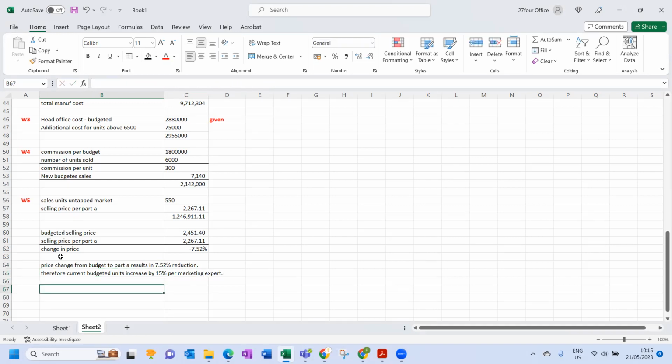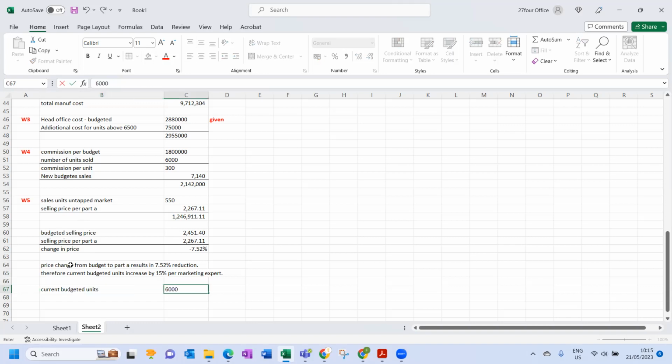So now let's have a look. What would be the current budget units? So current budgeted units, 6,000. New budgeted units, a 15% increase would be that multiplied by 1.15. Okay, so it'd be 6,900. So just take note of that.